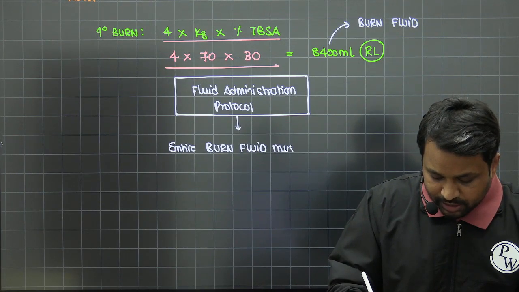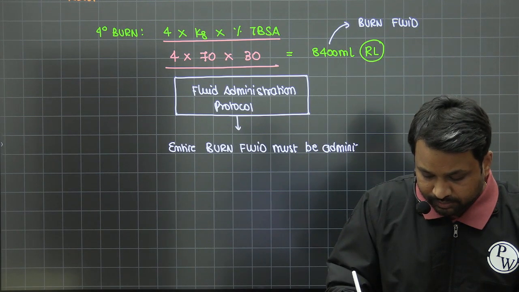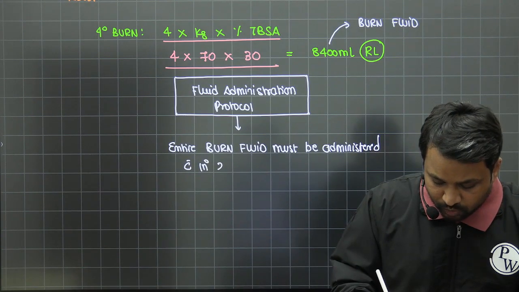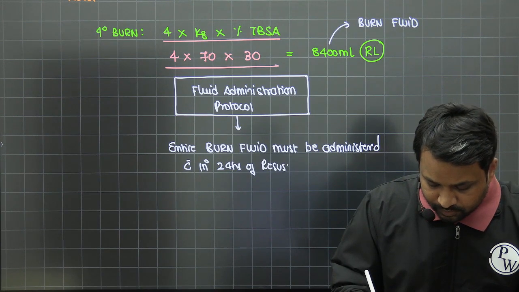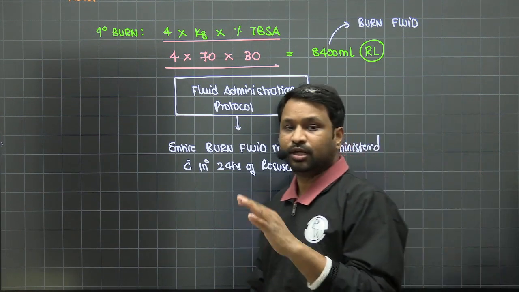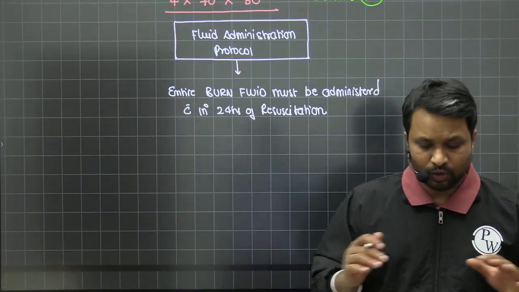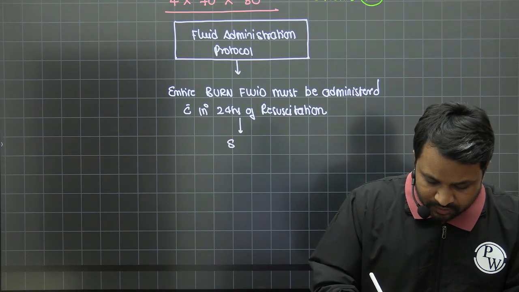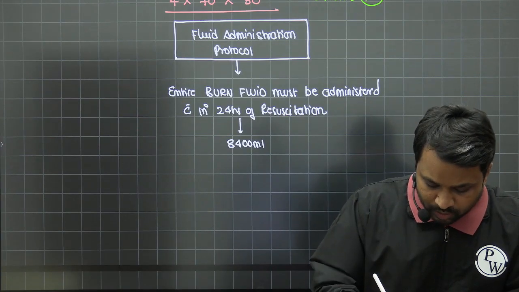Now, the fluid administration protocol says that whatever burn fluid that you have calculated, the entire burn fluid must be administered within 24 hours of resuscitation. So within 24 hours of starting a resuscitation, you should start giving the patient the burn fluid. Okay. Now if you look at this, you have 8,400 ml of fluid that has to be given in a 24 hours period.